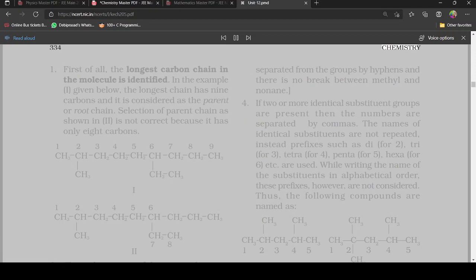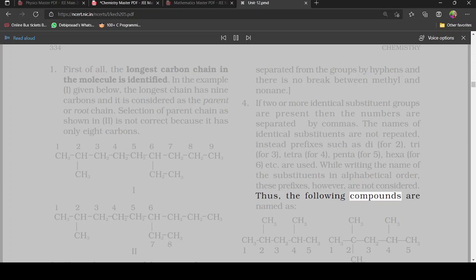Separated from the groups by hyphens, and there is no break between methyl and nonane. 4. If two or more identical substituent groups are present, then the numbers are separated by commas. The names of identical substituents are not repeated. Instead, prefixes such as di for 2, tri for 3, tetra for 4, penta for 5, hexa for 6, etc. are used. While writing the names of the substituents in alphabetical order, these prefixes, however, are not considered.